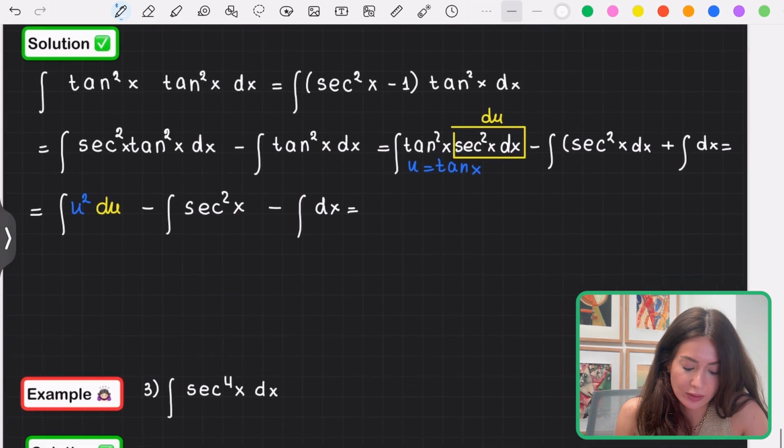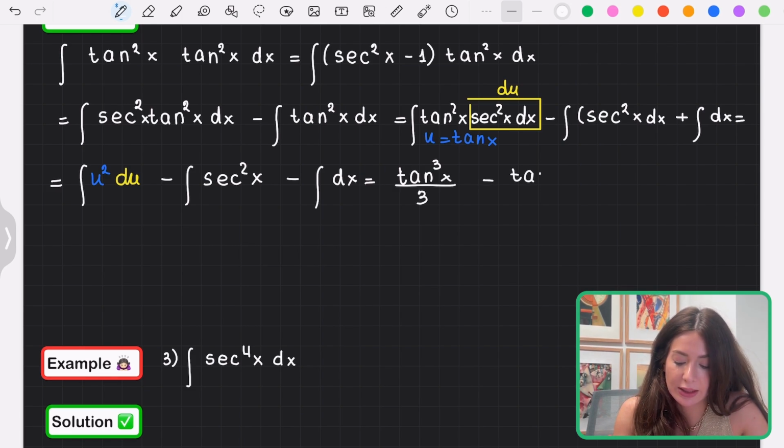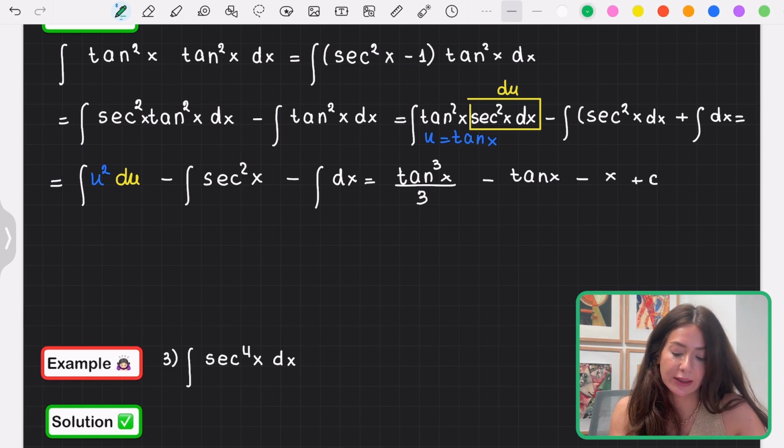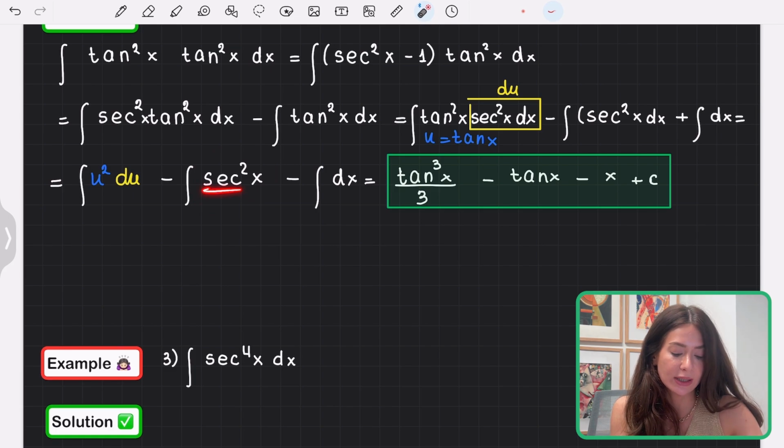I'm going to take all these integrals in the same step, but I need to back substitute, right? u is tangent, so I'll do it at this step. Minus tangent x. Okay, that's the final answer. Here, the question you ask is, whose derivative is secant square x? That's the answer to that integral, because you're taking the antiderivative.